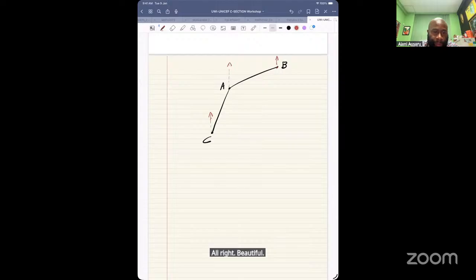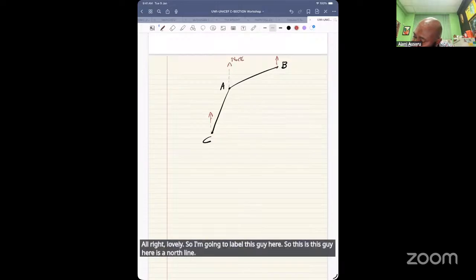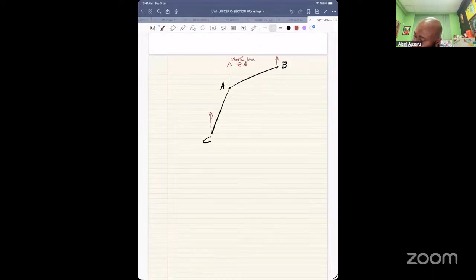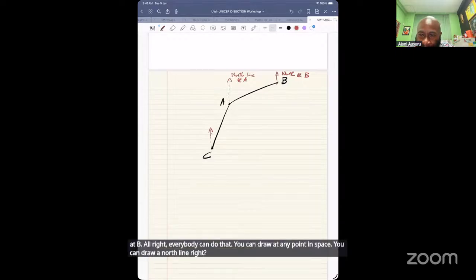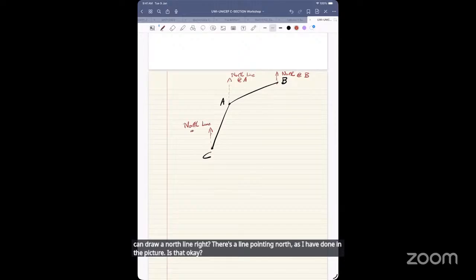Lovely. So I'm going to label this one here: this is a north line at A, and this here is a north line at B. Everybody can do that. You can draw a north line at any point in space, just a line pointing north as I've done in the picture. Is that okay? Yes, sir.